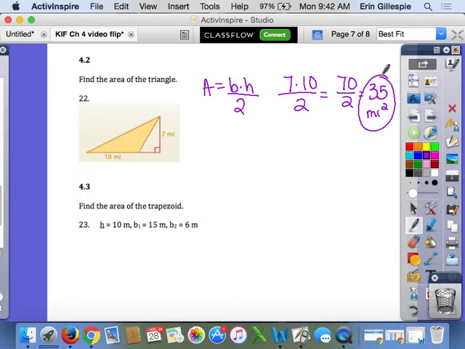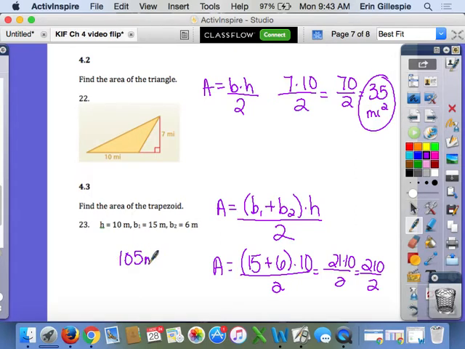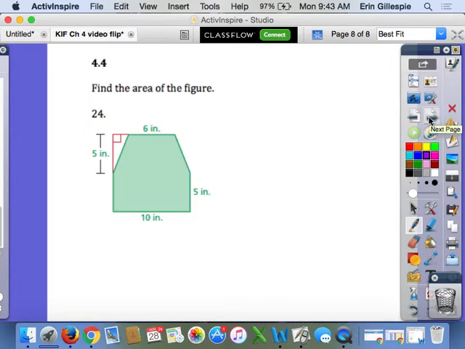Find the area of the trapezoid, and I didn't draw it for you, but you don't really need the picture as long as you know the formula. Area formula for a trapezoid is base 1 plus base 2 times the height, and all of that is divided by 2. So my base 1 is 15, my base 2 is 6, my height's 10. Follow order of operations. 15 plus 6 is 21. 21 times 10 is 210. 210 divided by 2. Well, 200 divided by 2 would be 100. 10 divided by 2 would be 5. So 105 meters squared.